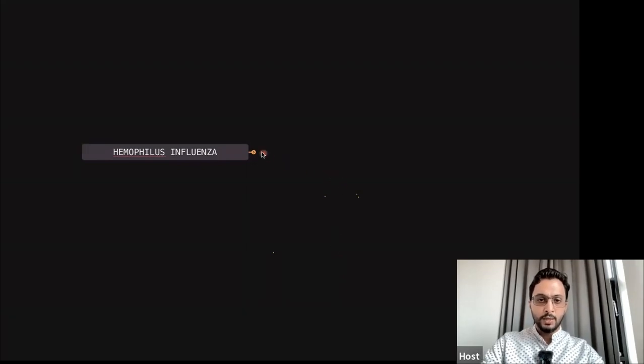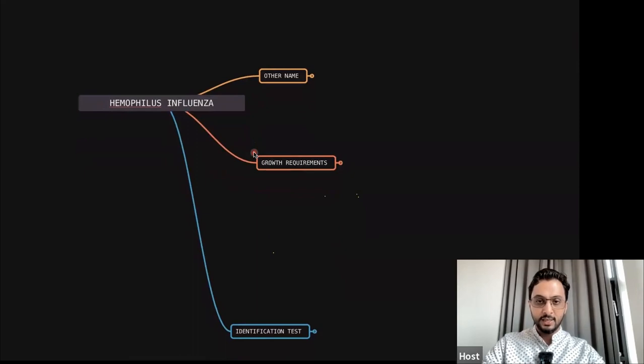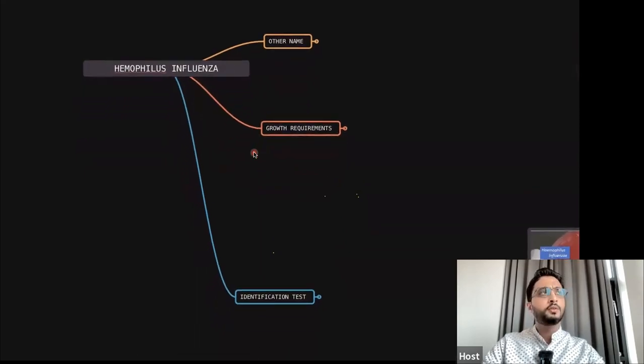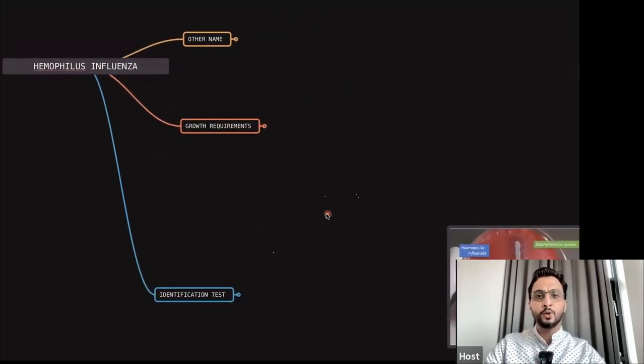Here what we're going to discuss is the other name of it and the growth requirements. Haemophilus influenzae, unlike other bacteria, has some specific growth requirements. Other bacteria also have some culture media, but this is very specific. The key thing which should come to your mind with Haemophilus influenzae is growth requirements. Identification tests are there for you to identify it, again related to growth requirements.